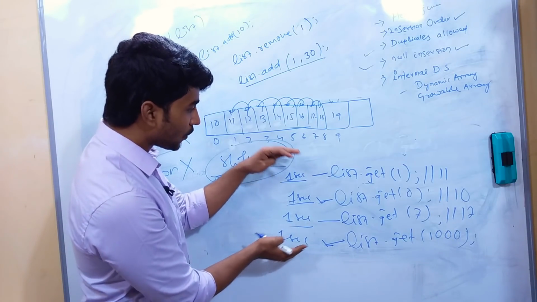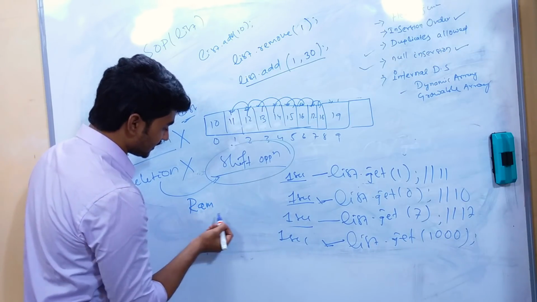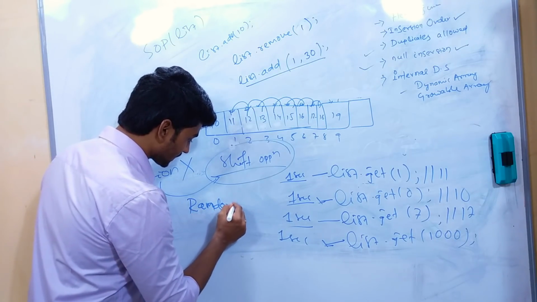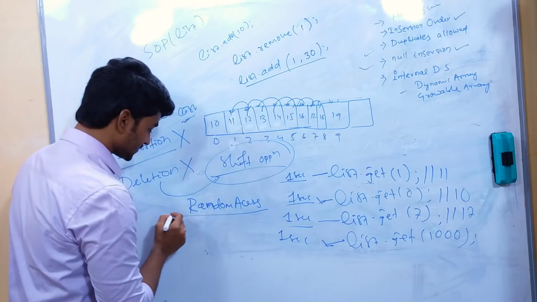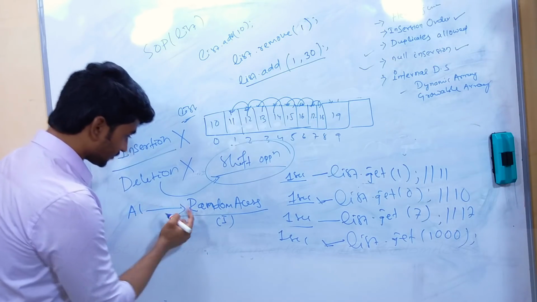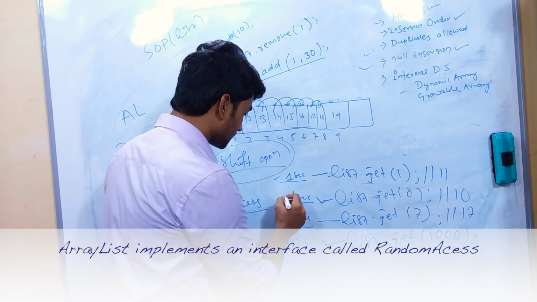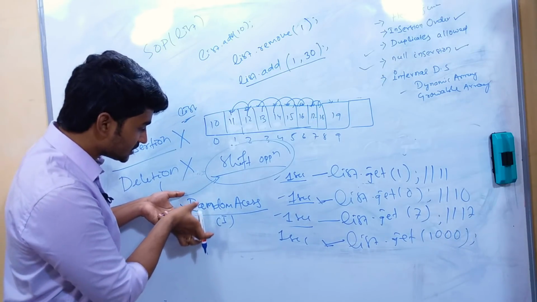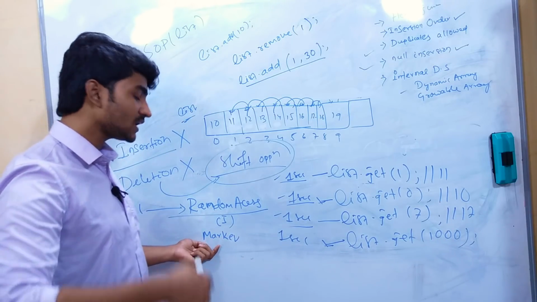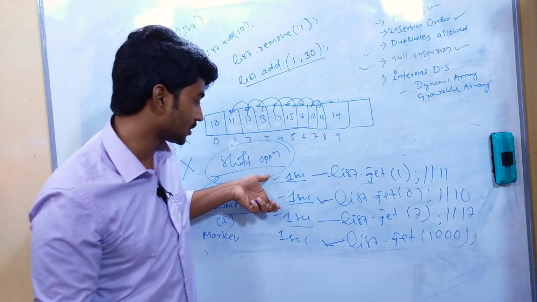The reason why all the indexes take the same time is that the ArrayList class implements an interface called RandomAccess. Okay, RandomAccess, this is the interface name. So your ArrayList class implements this interface called RandomAccess, and this helps us retrieve the element in the same duration of time. One more thing you have to remember: RandomAccess is a marker interface, and you know inside a marker interface we shouldn't have any method. So RandomAccess is providing this feature for the retrieval operation.